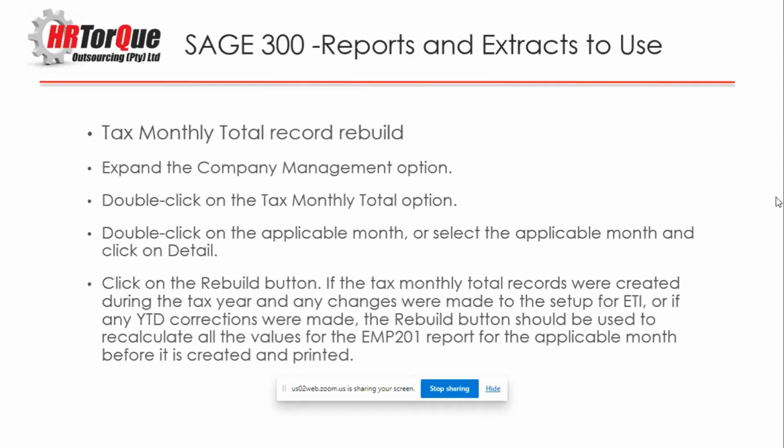So in order to run this report, you need to go into your tax monthly total section. So you go to expand company management. You then double click on the tax monthly total option. You then double click on the applicable month, or select the applicable month and click on detail. I've already run through this last little bit where it says if you've made any changes to your ETI setup or any year-to-date corrections were made, you need to run the rebuild on all your tax totals for each month.